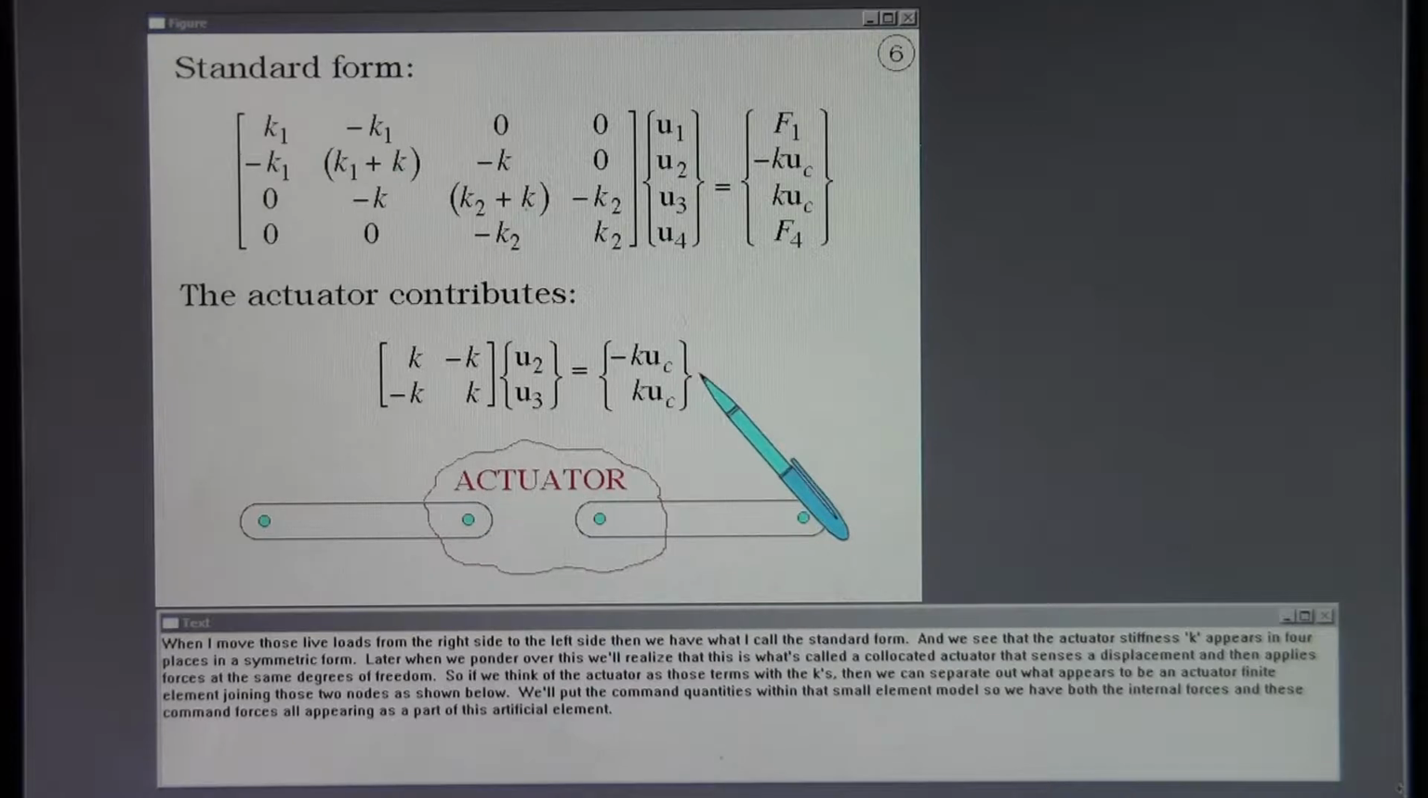So if we think of the actuator as those terms with the K's, then we can separate out what appears to be an actuator finite element joining those 2 nodes as shown below. We'll put the command quantities within that small element model. So we have both the internal forces and these command forces all appearing as a part of this artificial element.